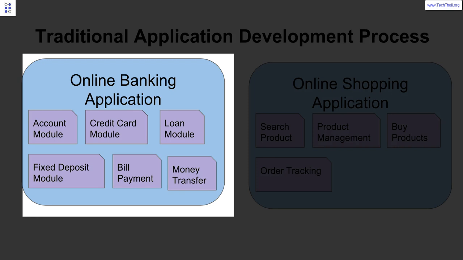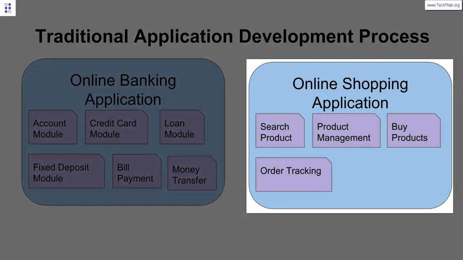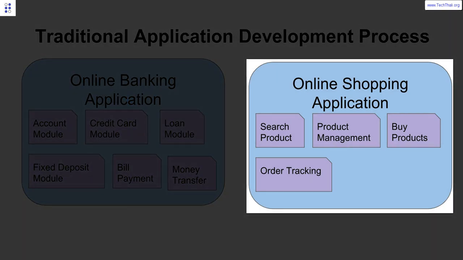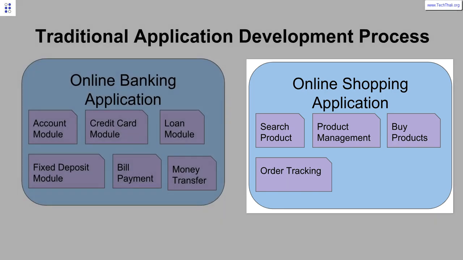5. Bill payment, where user can pay bills and maintain billers. And 6. Money transfer, where user can transfer money within accounts, between banks and also international transfers. Now let us consider some main modules of the shopping application. 1. Search product, where users search for products. 2. Product management, which deals with product inventory. 3. Buy products, where customers add products to shopping cart and do payment during checkout. 4. Order tracking, where customers track the progress of their orders.